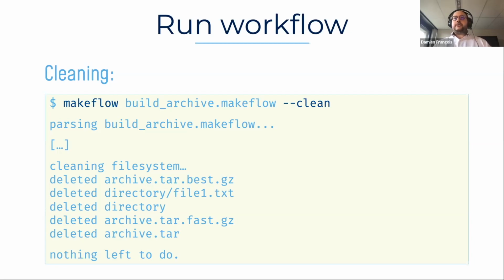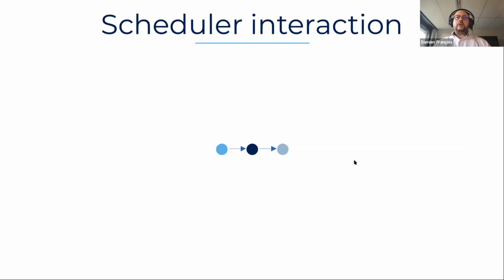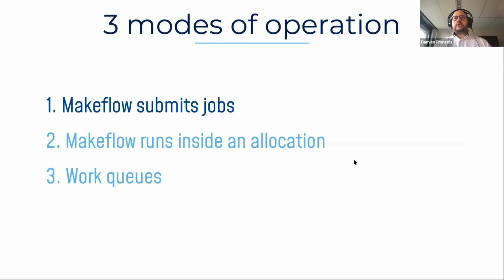And now I would like to introduce how to make Makeflow interact with the scheduler. So it can be Slurm, it can be PBS, it can be SGE, LSF, any. Most of them are possible. We will see 3 distinct modes of operation, where either Makeflow submits the jobs or Makeflow runs inside an allocation, and we will have a look at Work Queue later on.